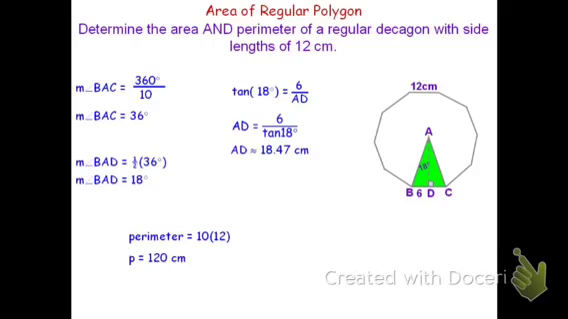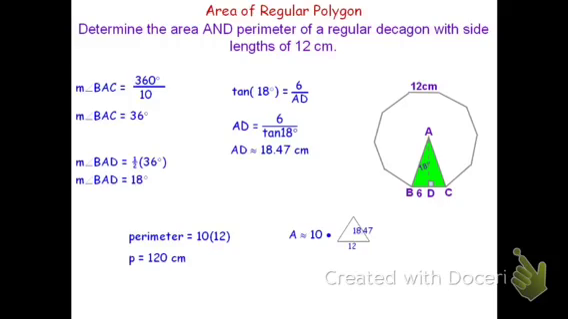I knew the base of all the triangles. Each base of the triangle was 12 centimeters, but I didn't know the height until recently. I now know the height, AD, is about 18.47 centimeters. So to find the area, I'm going to say the area is the 10 triangles multiplied out. Now notice the approximation symbol there. The reason I have the approximation symbol is I've already used an approximated number. 18.47, the height of the triangle, is an approximation.